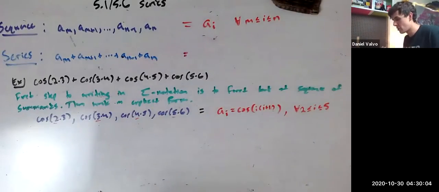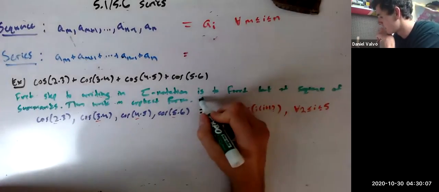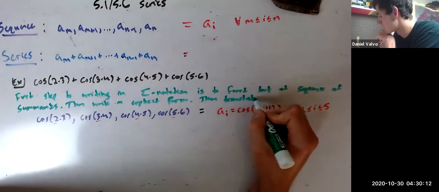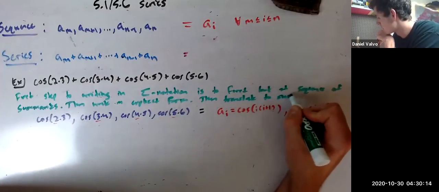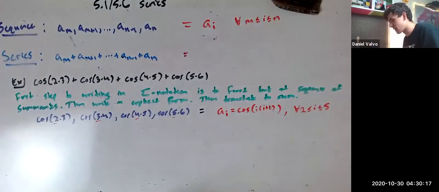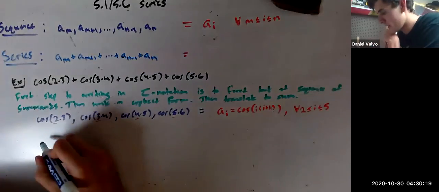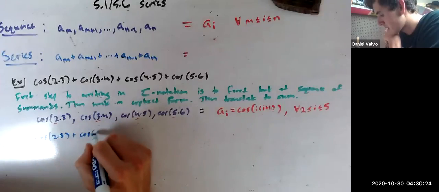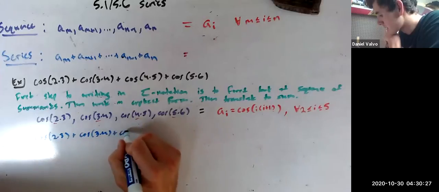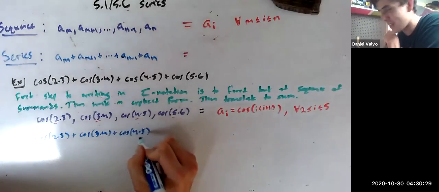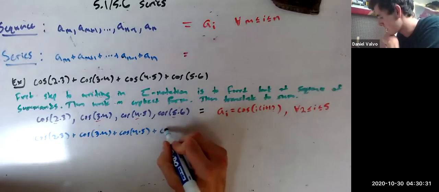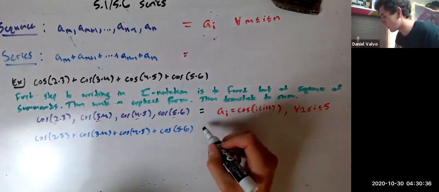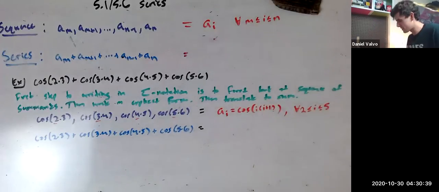All right. Then once you have that, I'll say then translate to sum. Because once you have that, it becomes easy. So our sum then is the cosine of 2 times 3 plus the cosine of 3 times 4 plus the cosine of 4 times 5. Look at me saying the cosine. I feel like your uncle, he says the COVID. Plus the cosine of 5 times 6. And that's going to equal, why do old people say the? I don't understand.